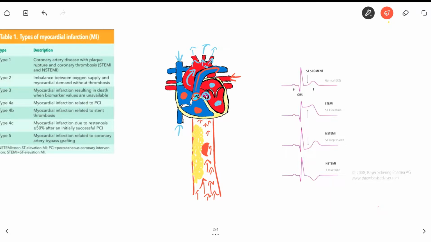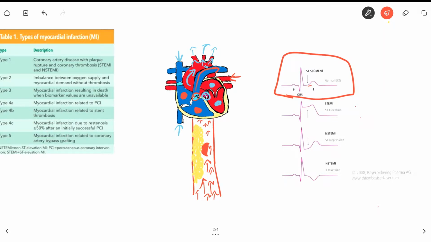EKG is also used to diagnose heart attack. A normal EKG will look something like this. If you want to learn more about what these waves represent, you can check out my video on the electrical conduction of the heart here.